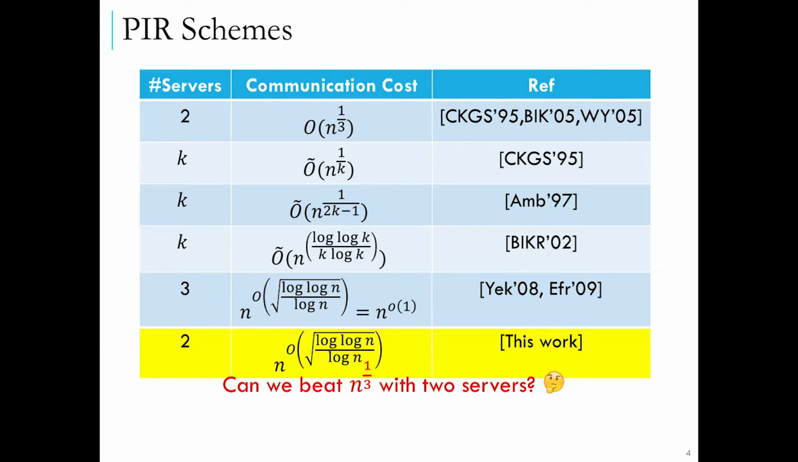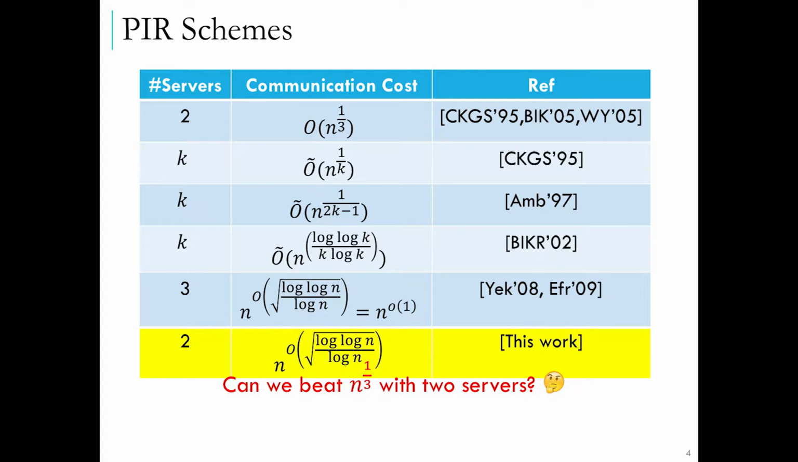And finally, in a breakthrough, Yekhanin and Efremenko constructed a three-server protocol with n to the little o(1) cost. The exact dependence is n to the square root of log n or log n. So this beats all the previous protocols for any constant k. This is what I mean by sub-polynomial, n to the little o(1).